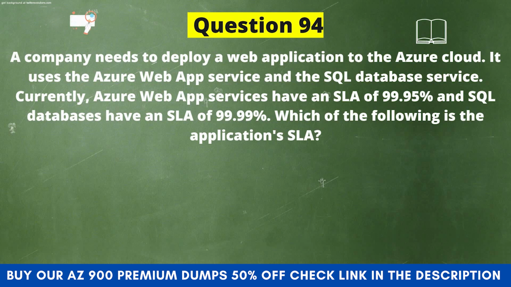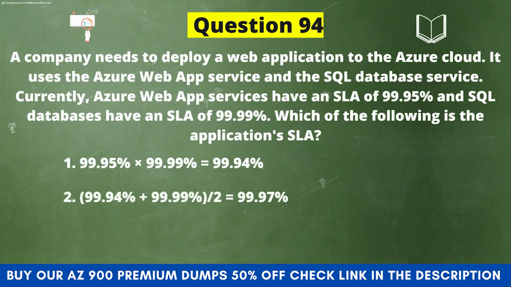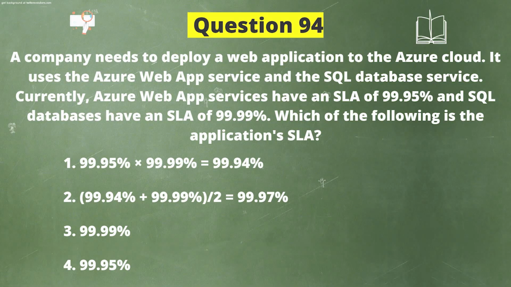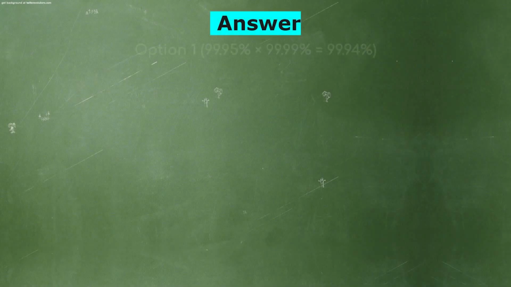And the options are: 1. 99.95% × 99.99% is equal to 99.94%. 2. (99.94% + 99.99%) / 2 is equal to 99.97%. 3. 99.99%. 4. 99.95%. And the correct answer is option 1.